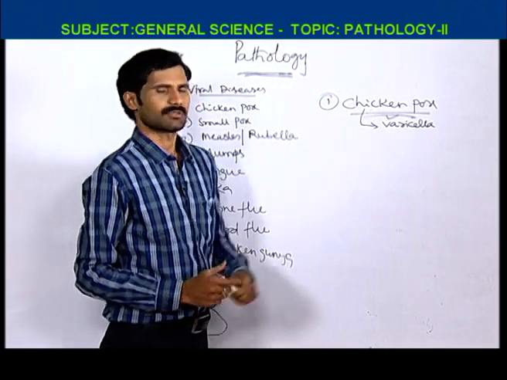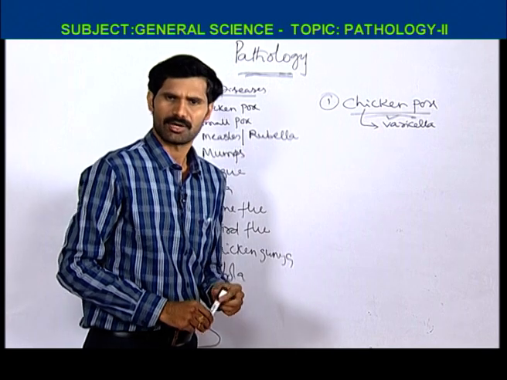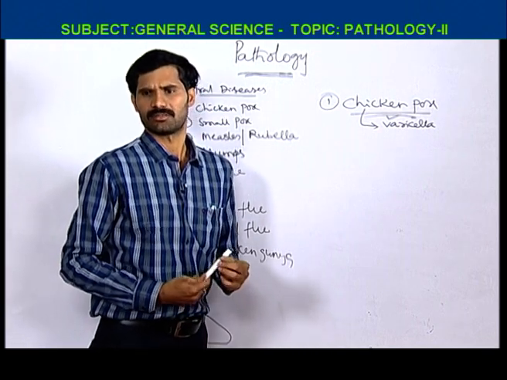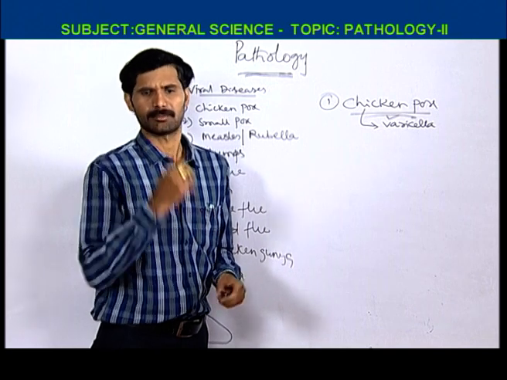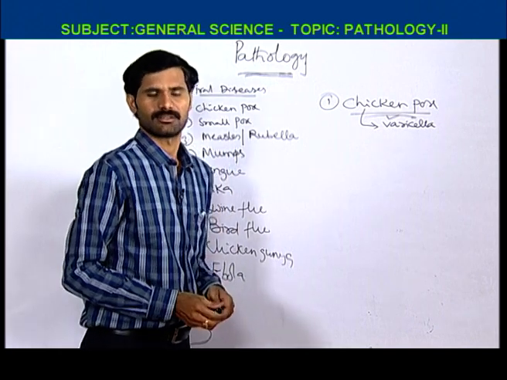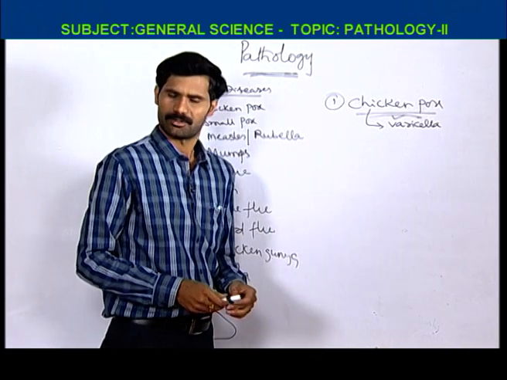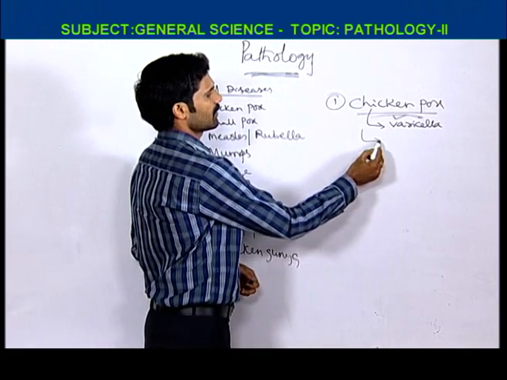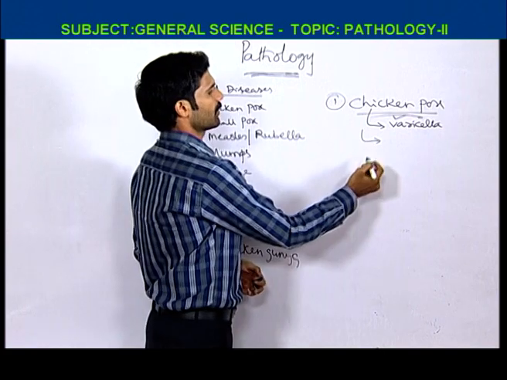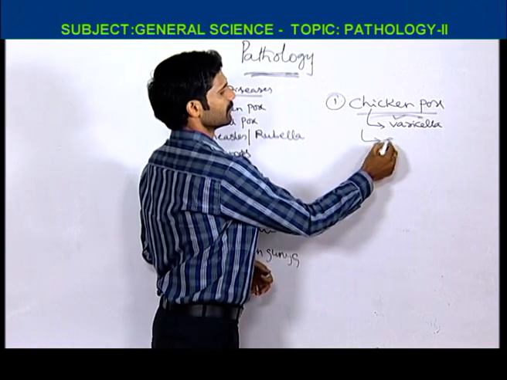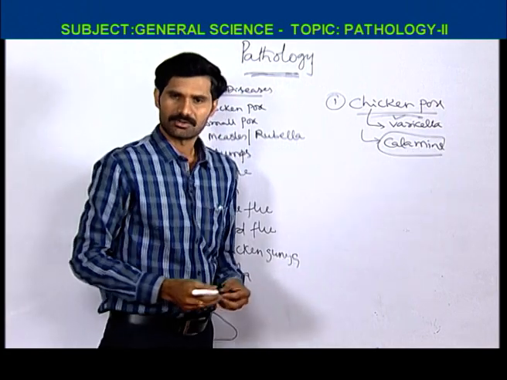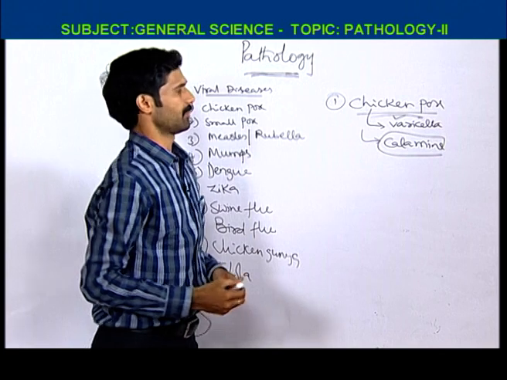Chickenpox symptoms include small lesions on the skin. After a few days, these lesions close, dry on the skin, and shed out of the skin. In the treatment of chickenpox, we generally use a drug, namely calamine.